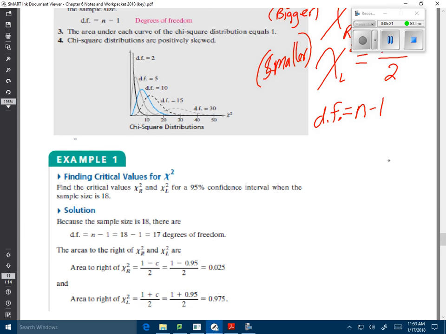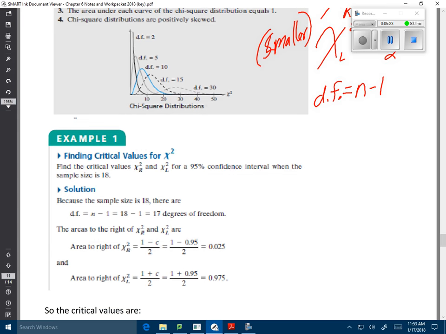All right, here's an example right here, and we're going to do this example. Find the critical values for the 95% confidence interval. So for the left and right tail, we have 0.025, which is 2.5%, and 0.975, which is 97.5%.